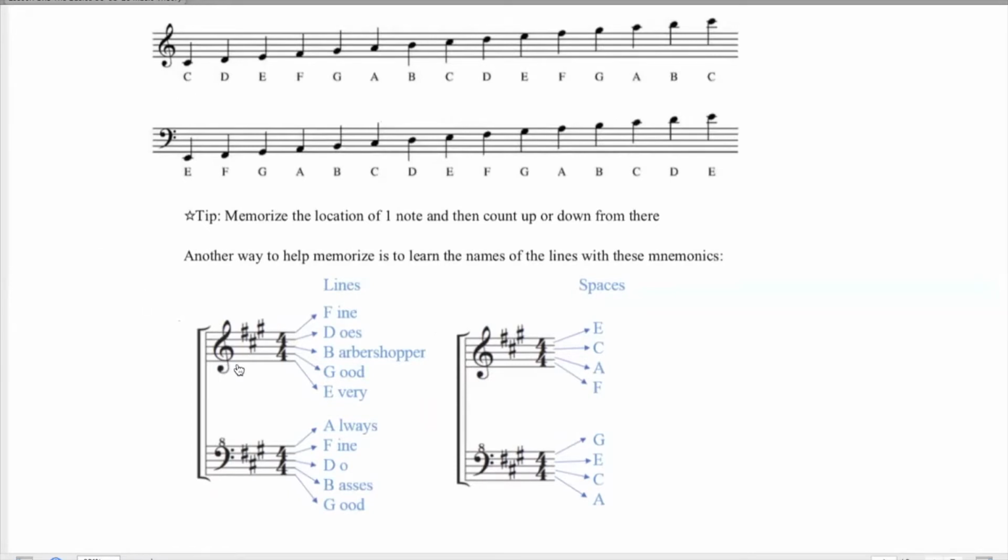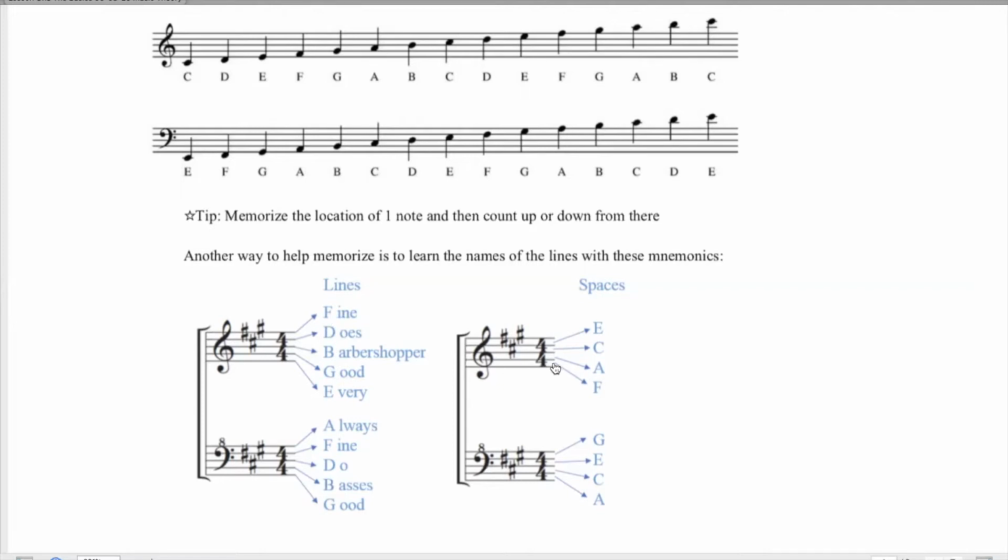For the treble clef, there are 5 lines, starting from the bottom up: E, G, B, D, F. There are also 4 spaces: F, A, C, E. Another way to memorize is to learn the names of the lines with this mnemonic phrase: Every good barbershopper does fine. E, G, B, D, F.